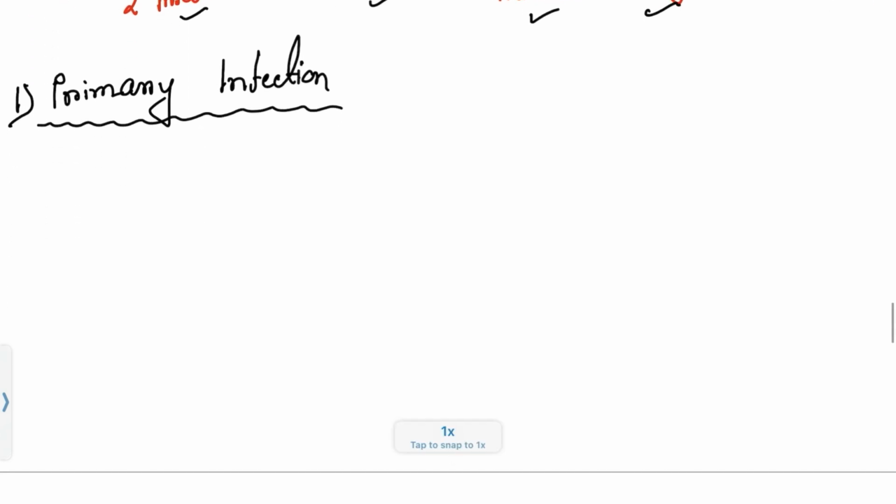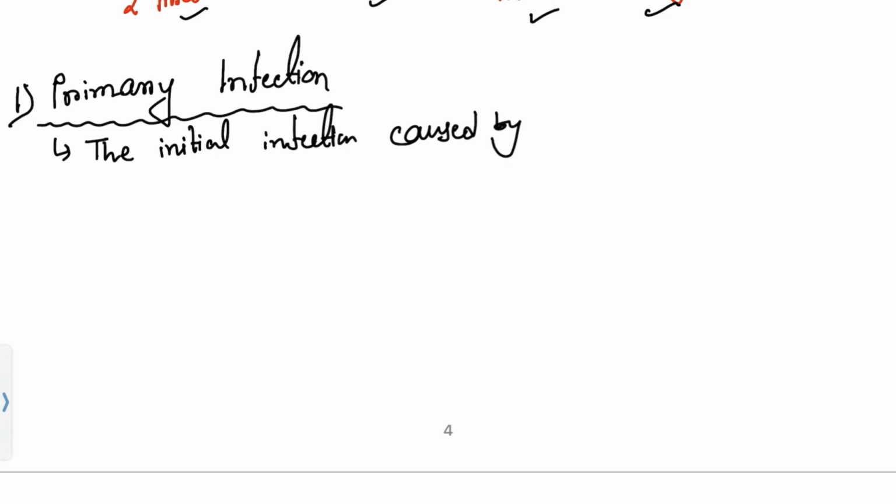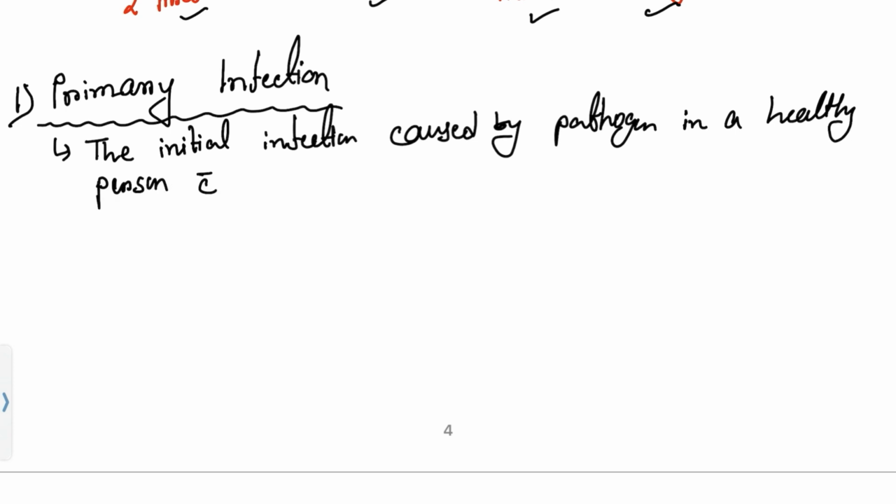So coming to the first classification, that is primary infection. What is primary infection? Primary means for the first time, that person's initial exposure of the pathogen with the host. For the first time the person is getting the infection. Before that he was completely healthy. So what is the definition of primary infection? Primary infection means the initial infection caused by a pathogen in a healthy person with no prior infections.